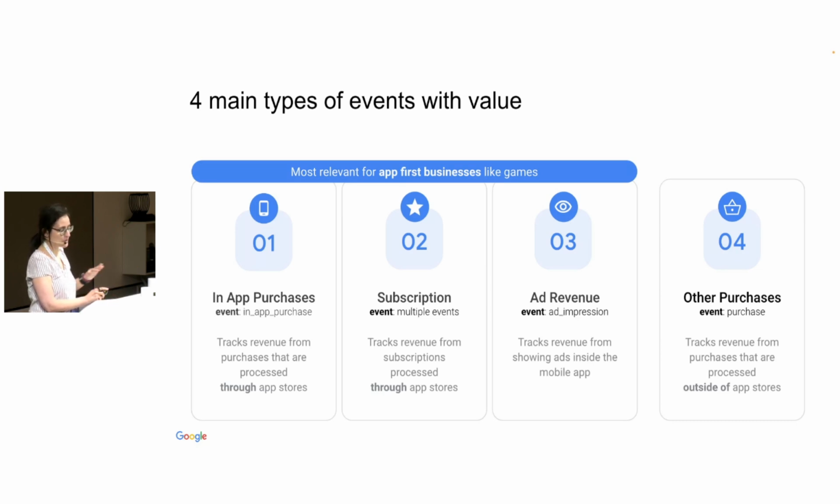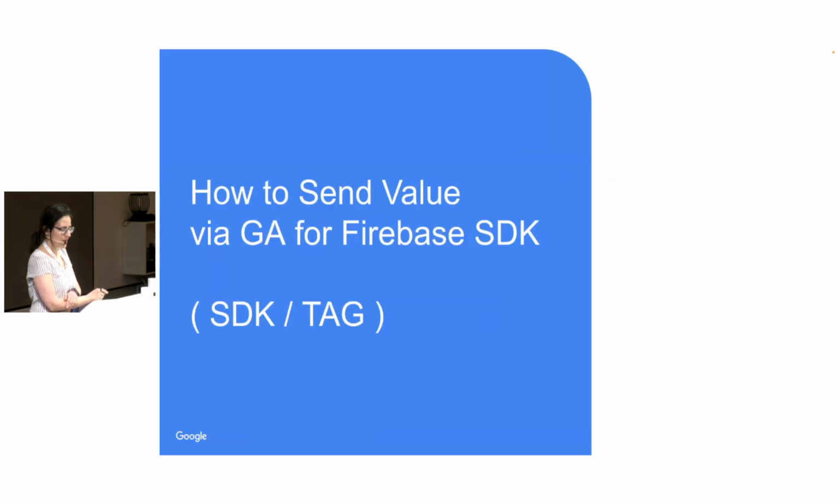And then we'll look at other purchases, which are probably more relevant for non-gaming. Ideally, you would be sending it as purchase, and those are purchases tracked outside of app stores, processed outside of app stores. All right, so we'll look at two ways how to pass value. First is via SDK or tag, and second, later, will be about how to pass the value server-to-server side with the measurement protocol API.